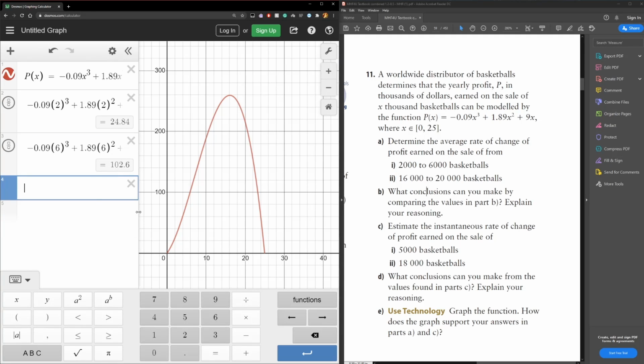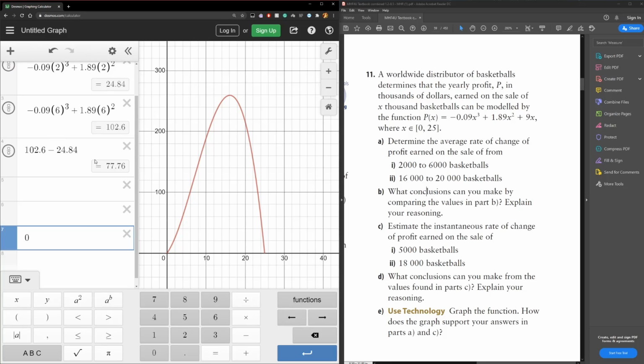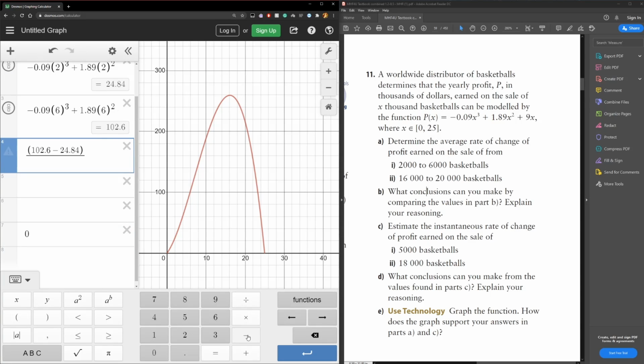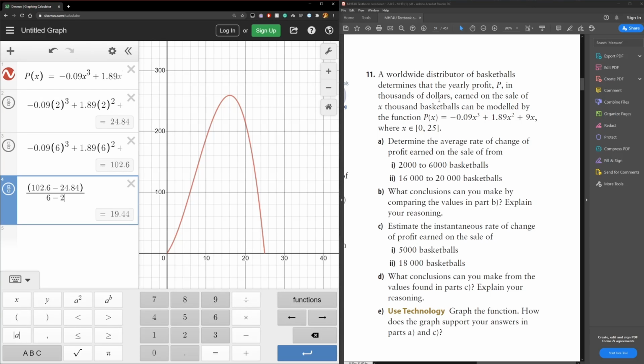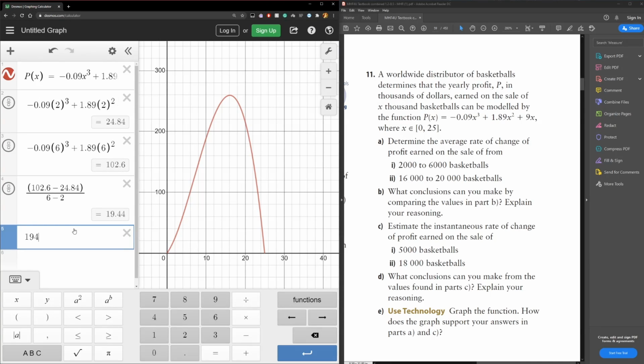So then delta y over delta x is equal to 0.6 minus 24.84, all divided by 6 minus 2. And that's our answer, 19.44. If that's not what you got, please try again. That's all I can say. Also, if it's 19.44 and this is in thousands, we have to multiply this by 1,000. So we actually have 19,440 as our final answer.